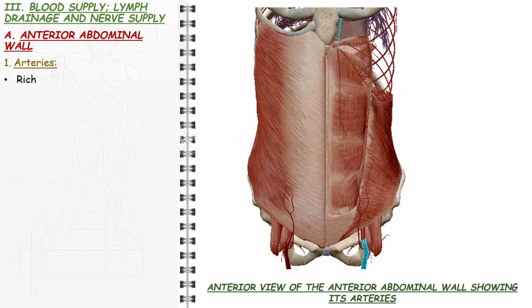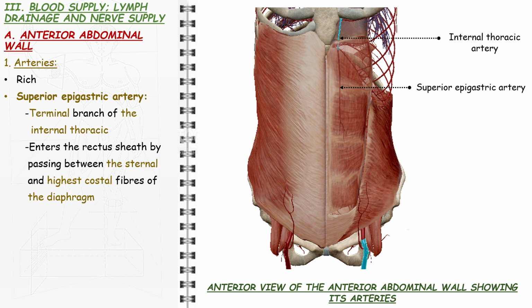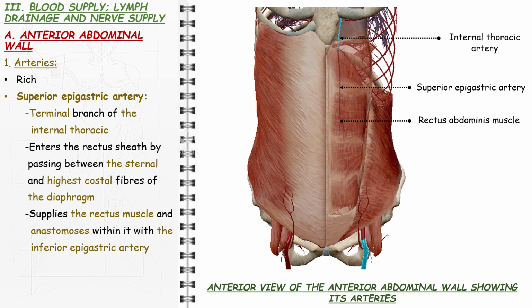The superior epigastric artery is the terminal branch of the internal thoracic artery. It enters the sheath by passing between the sternal and highest costal fibers of the diaphragm. It supplies the rectus muscle and anastomoses within it with the inferior epigastric artery.